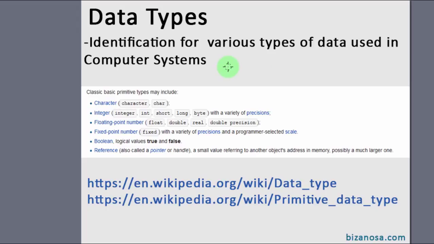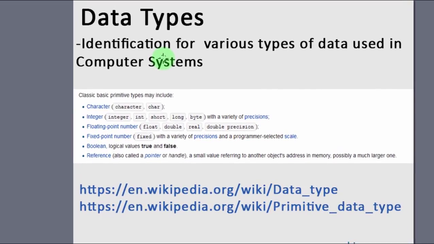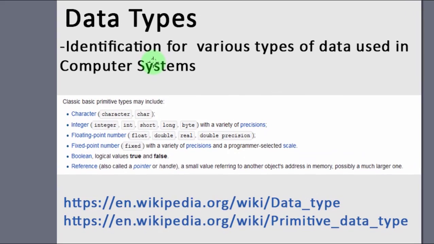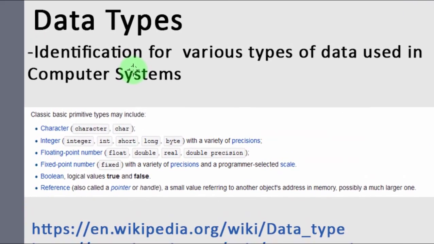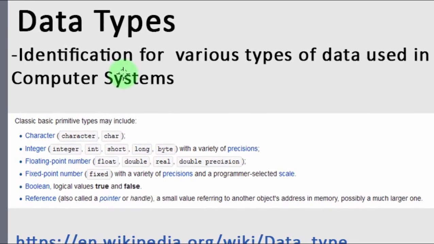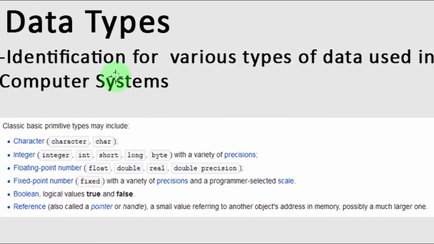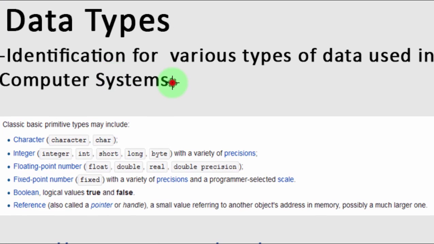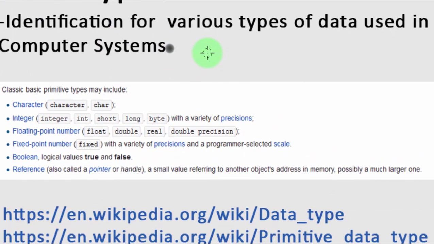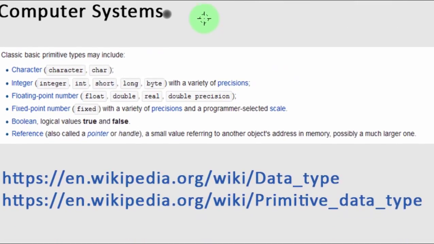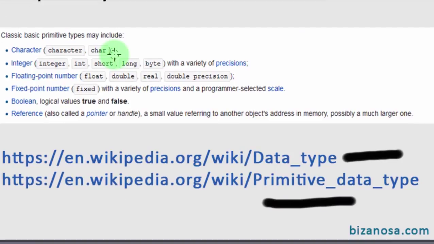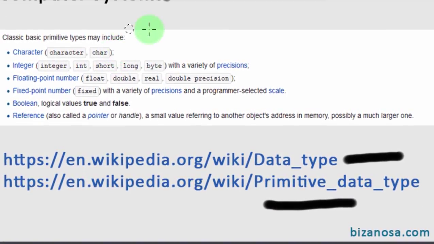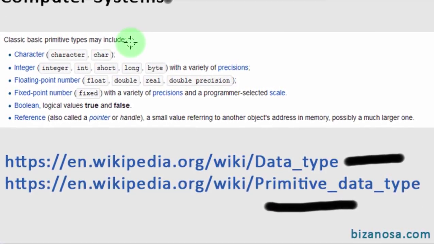So going back to what is a data type. Data types provide identification for various types of data used in computer systems. If you're putting some kind of data into the system, you need to tell it the kind of data you're putting in. Is it a number? Is it a character? If you want to look at the various data types and a whole lot more information about this, just go to these two links.